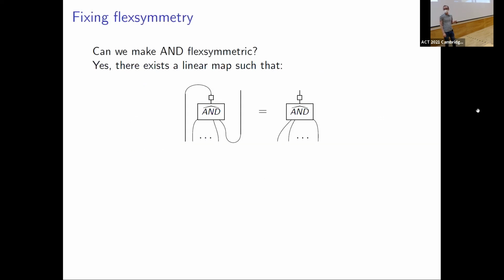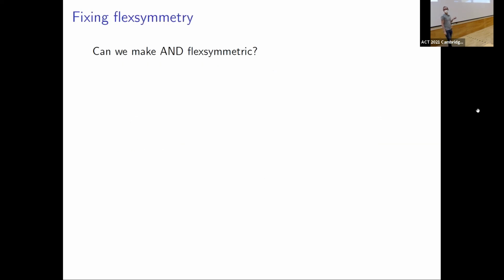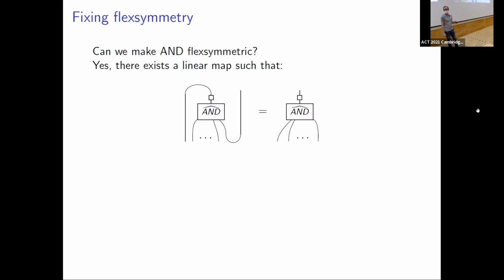So the starting point is, can we make the AND gate flex symmetric somehow? Can we get a related thing that does have this extra special symmetry? And it turns out that yes, there is a linear map, which I write as a small square, which if I apply it after the AND gate, it does have this extra symmetry. That's really nice. And it turns out that this special map is the Hadamard gate from quantum computing. This is a very common quantum gate. It's kind of like the single qubit Fourier transform.